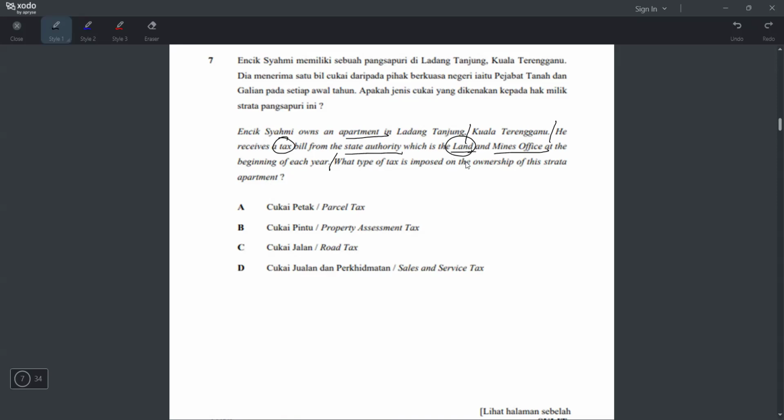So, cukai tanah lah. Land mah. Pejabat tanah mah. So this one confirm is the cukai tanah. And in English we call it quit rent. Cukai tanah, right? So let's go to A, B, C, D.